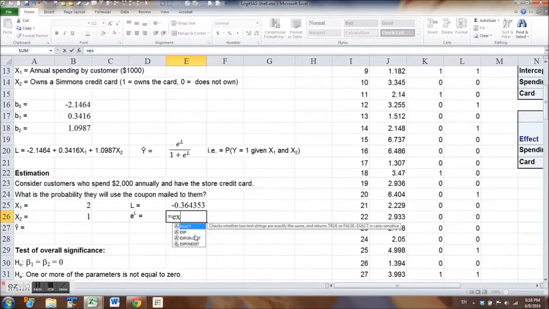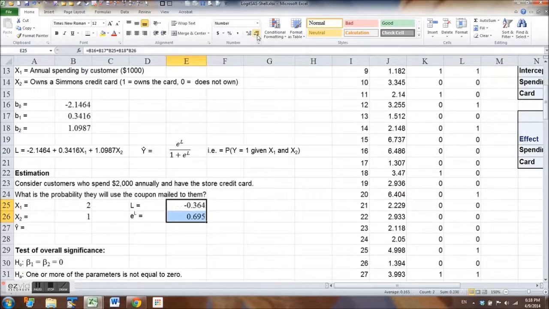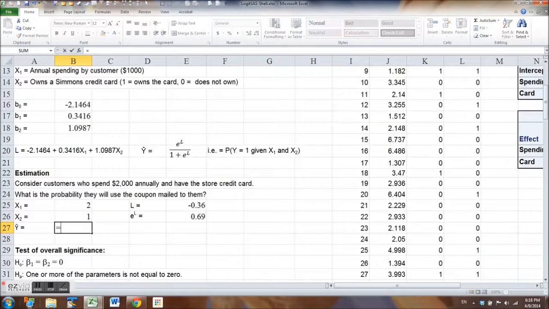Then e to the power of L is exp L, and then y hat is that formula. So e to the power of L divided by 1 plus e to the power of L. So 0.41. So a customer who spent $2,000 last year and does have a credit card has a probability of 0.41 that they will use the coupon.